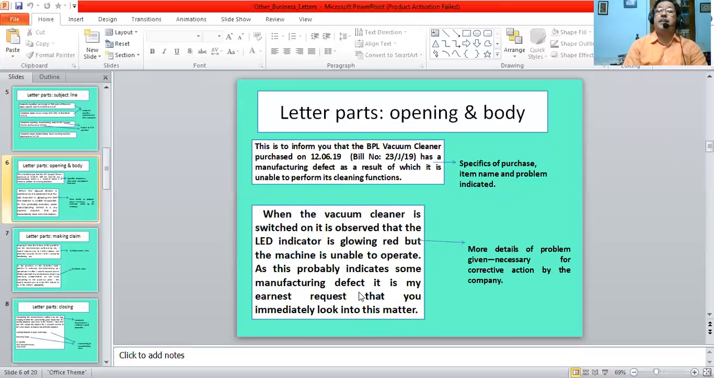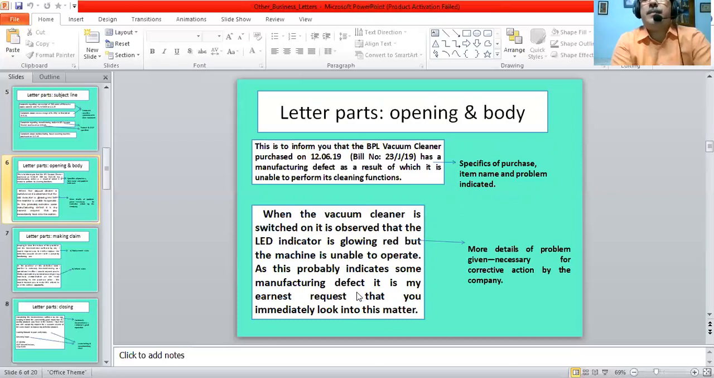If I just keep harping on that point, it doesn't make it clear. So what is the way in which it is manifested? It is like this, that when it is switched on, the LED indicator glows red, which shows that the machine has started its operation, but still the machine doesn't start working. So this is some kind of product malfunction. So therefore, suitable action is required.